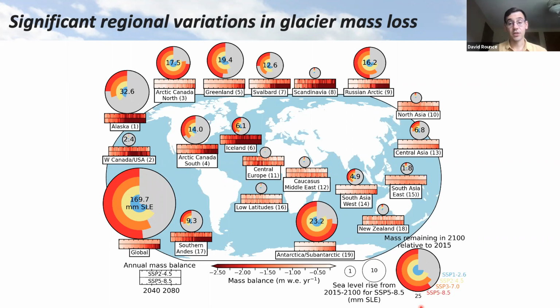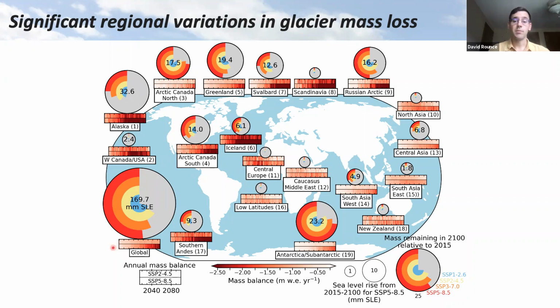Now, if we look at the larger regions, especially in the Arctic and the Antarctic, we find that projections have considerably more mass remaining by the end of the century. These are also the regions that are the largest contributors to sea level rise based off of their initial volume. And what this really indicates is that glaciers are going to continue to be a major contributor to sea level rise well past 2100.